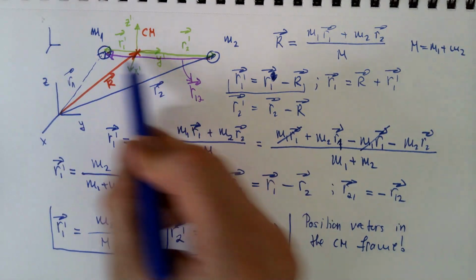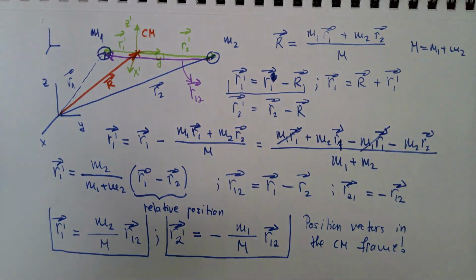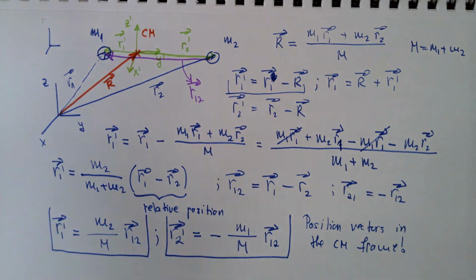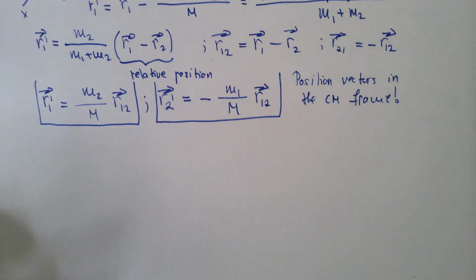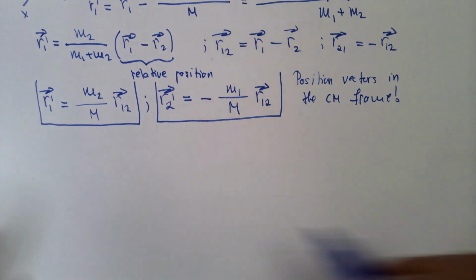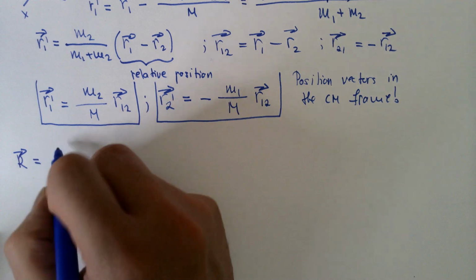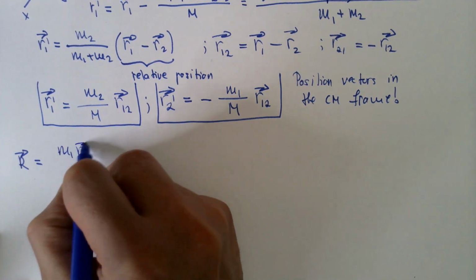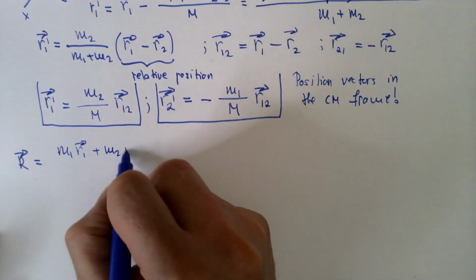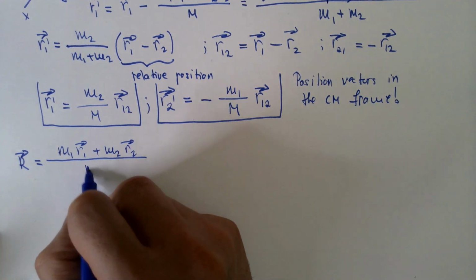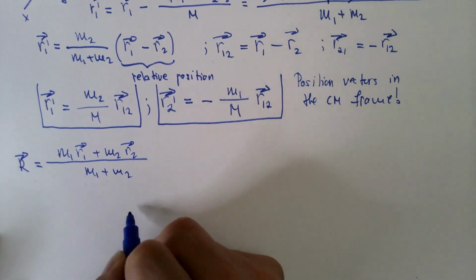These relative position vectors, as well as relative velocities, as we will see later, do not depend on the choice of reference system. Positions depend, but not relative positions. So the next question is, what is the velocity of the center of mass? Well, we found that the radius vector of the center of mass is m1 r1 plus m2 r2 for these two particles above that I analyzed, divided by m1 plus m2.